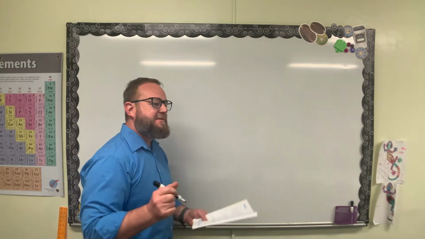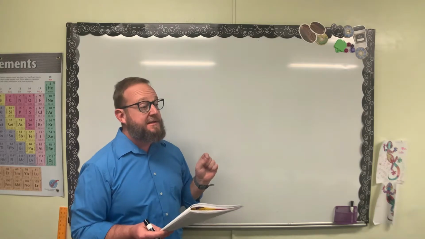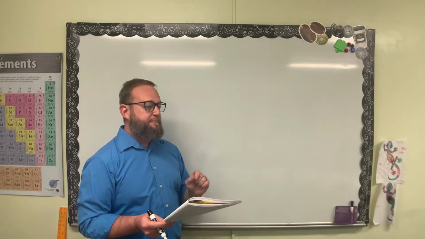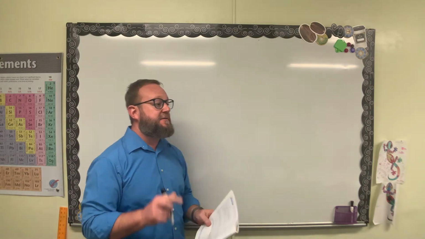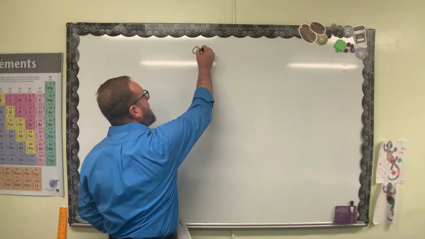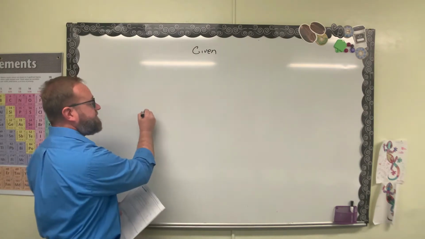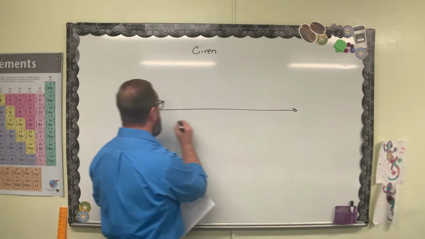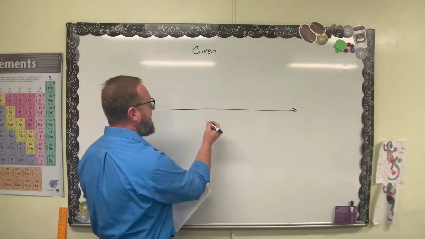So our first assignment then is, as we're on page 21, it says number 1, construct a line that is perpendicular to the given line at a given point. So you have 2 things that are given. Your given is a line. That's our straight line. And then we also are given a point on that line.